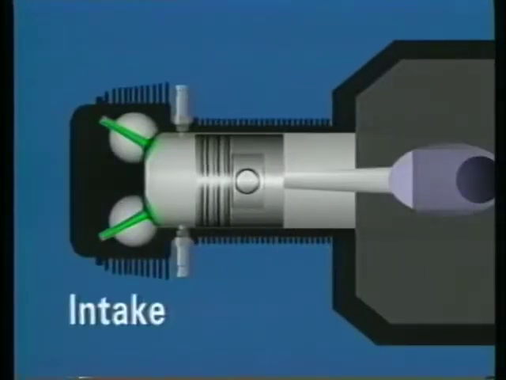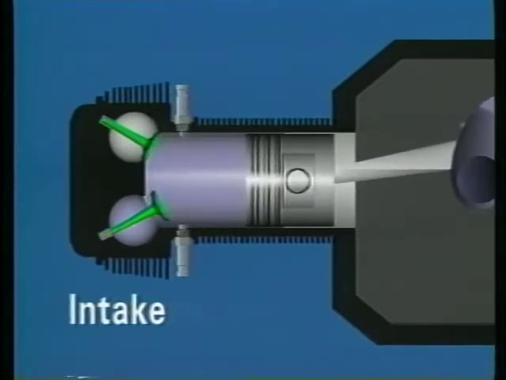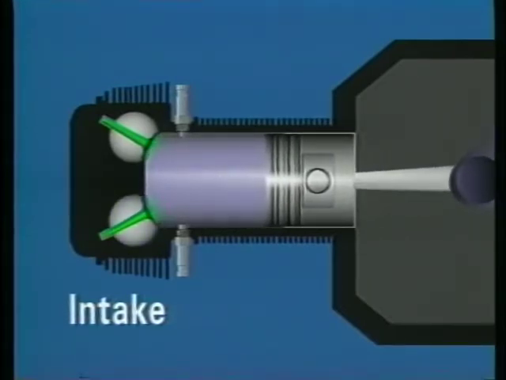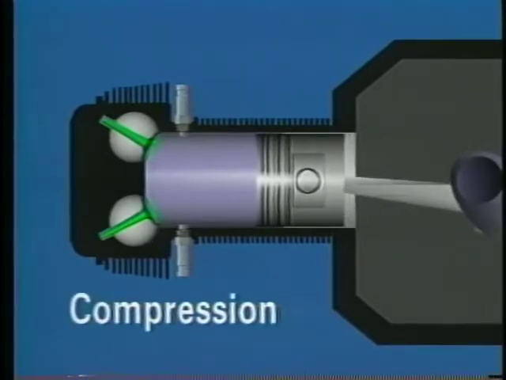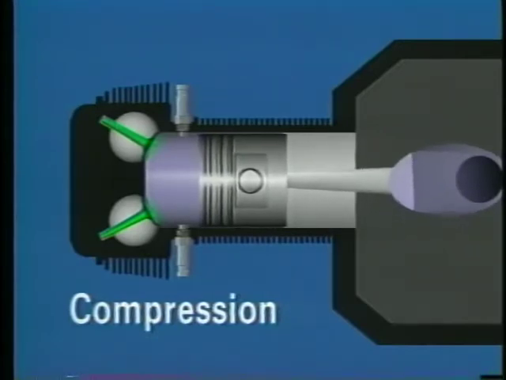The first part of the 4-stroke cycle is the intake stroke. As the piston moves away from the cylinder head, the intake valve opens and a combustible fuel and air mixture is drawn into the cylinder. Next, the mixture is compressed as the intake valve closes and the piston moves back toward the cylinder head.